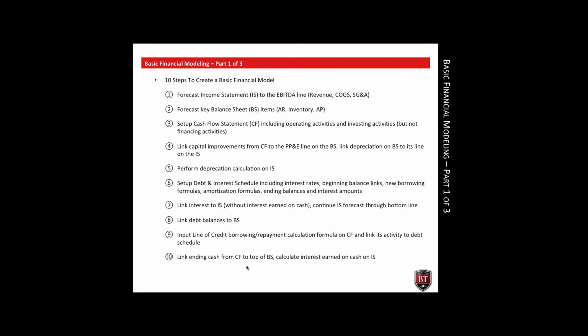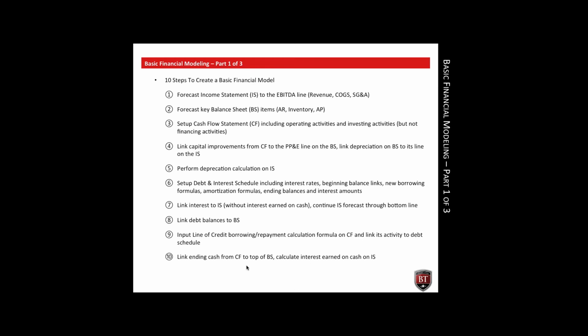Step 6, and basically 6 through 9 are kind of all grouped together as having to do with debt, whereas 1 through 3 were kind of self-contained, just forecasting the basics of the income statement, balance sheet, and cash flow statement. Steps 5 and 6 here address some of the items such as capital expenditures and depreciation that cross between two of the statements. 6 through 9 covers debt.